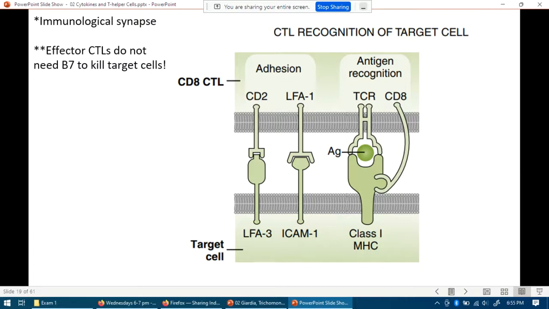We wouldn't want them to require B7 because they already received B7 way back in the lymph node from the dendritic cell. And chances are virally infected cells are not going to be expressing B7. So that would be kind of pointless for us to require cytotoxic T cells to require B7 in order to kill the target. And when this T cell recognizes its antigen, because this is an effector cytotoxic T cell, it's going to kill the virally infected cell right here. Okay, so just another view of that.